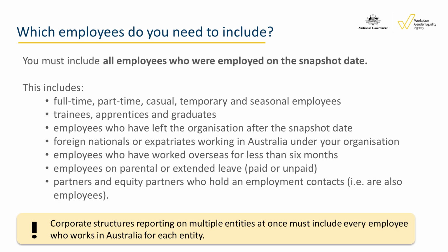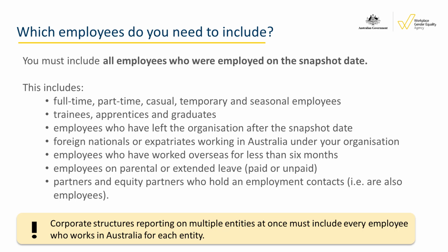After you have chosen your snapshot date, you can populate the employees who you will be including on your profile. In short, you must report on all employees who were employed by your organization on the snapshot date, even if they have since left the organization. This includes full-time, part-time, casual and temporary or seasonal workers, trainees, apprentices and graduates, foreign nationals or expatriates working in Australia under your group, and employees who have worked overseas for less than 6 months. Anyone on parental or extended leave are also included.